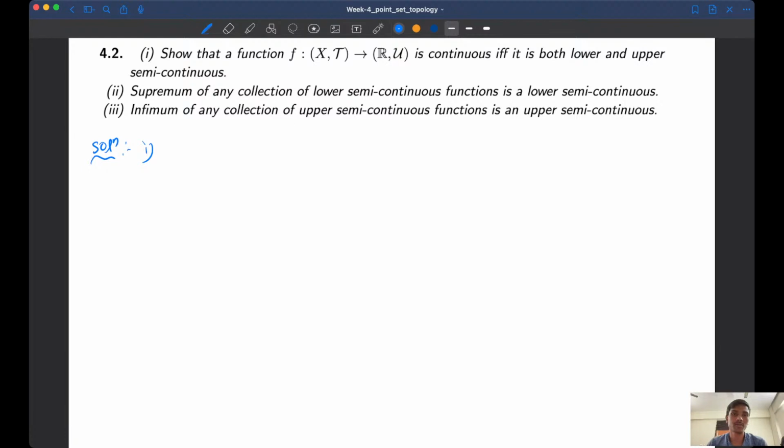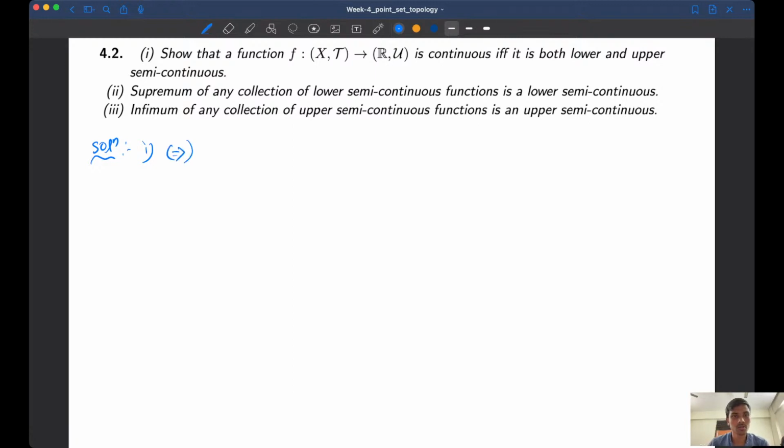If f is continuous, then the inverse image of any open set is open. So in particular I can take the open set to be of the form minus infinity to a, that is also open, or a to infinity. In both cases they are open sets, so the inverse image of them will be open. So that will say that if f is continuous, it is both lower and upper semi-continuous.